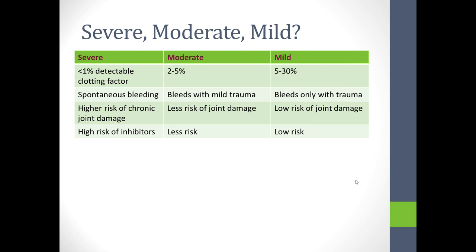A severe patient has a higher risk of chronic joint damage because of bleeding in their joints. A moderate has less risk and rarely develops target joints. And a mild patient has a low risk and essentially almost never develops a target joint unless they've had damage to the joint from other causes. Severe patients have a high risk of inhibitors, moderates less so, and milds low risk. But they do occur, particularly in adults, and so they have to be thought of in all of our patients.